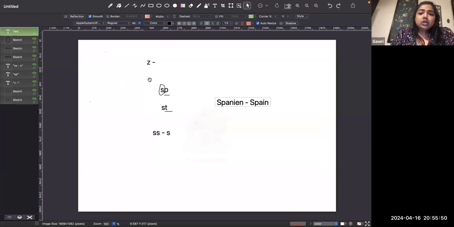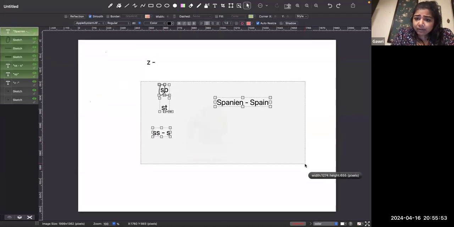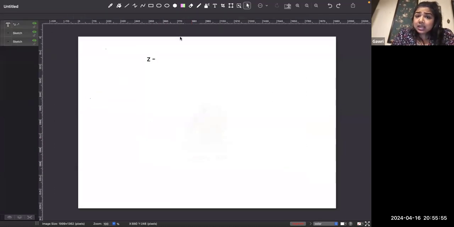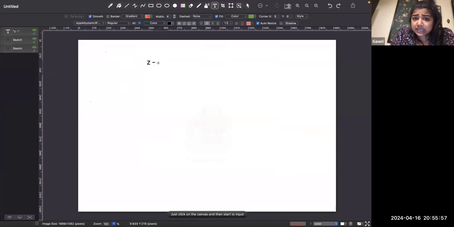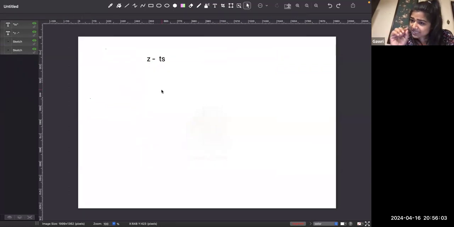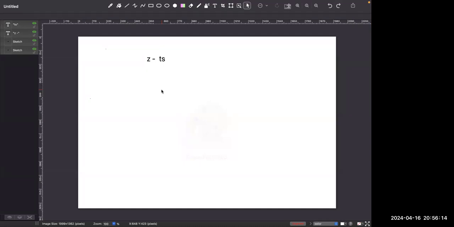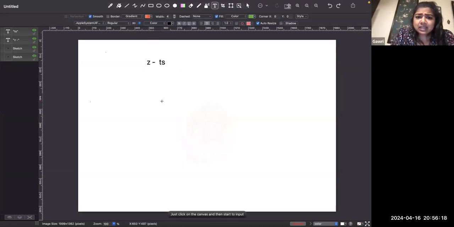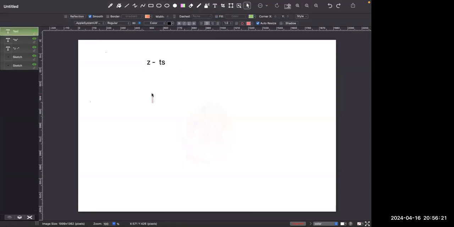Genau. So guys, now coming to the alphabet Z in German, Z is pronounced like TS. This is a little difficult to pronounce. Z will be pronounced in this way that you have to say half T and full S.